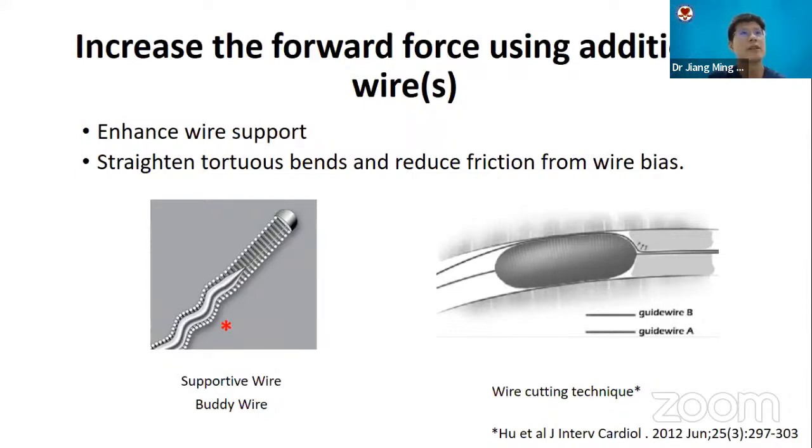The buddy wire technique involves passing a second wire through the lesion in order to enhance support. This can help to straighten tortuous bends and reduce friction from the wire bias. An extension of this technique is the wire cutting technique as shown in this right-hand panel. Two guide wires are passed into the distal vessel, and the balloon is advanced to the side of the lesion, abutting this uncrossable segment. The balloon is then inflated, trapping the second guide wire between the balloon and the lesion, and this guide wire is then rapidly withdrawn, producing a cutting effect and hopefully modifying the lesion.